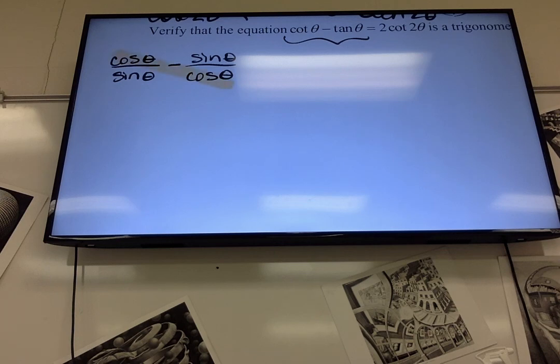Alright, so these 2, that makes it cosine squared of theta. Bring down the minus sign. Now do these 2. Sine squared of theta. And then I multiply those two on the bottom. Sine times cosine is just sine times cosine.